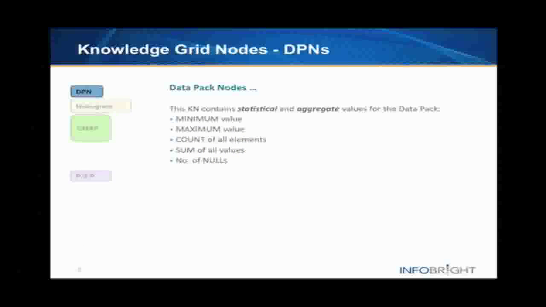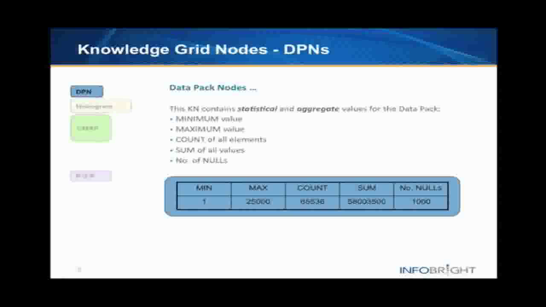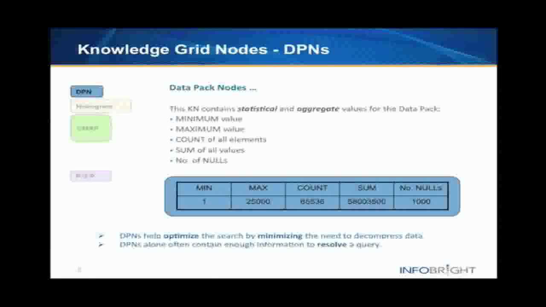The first component of the knowledge grid is called a data pack node. This is a summary of statistical and aggregate values within a data pack, consisting of the minimum and maximum, the number of elements or the count, the sum of the values, and the number of nulls. By looking at this information first, the knowledge grid optimizes the query resolution by minimizing the number of data packs that need to be decompressed by narrowing down the relevant fields.